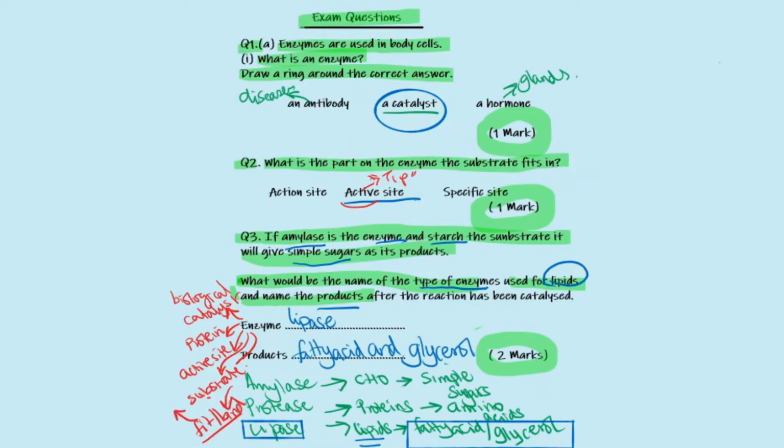And when you think of fit and bind, you should think of the lock and key hypothesis, or you should think of the induced fit. When we're thinking of lock and key hypothesis, we should think of an exact fit.